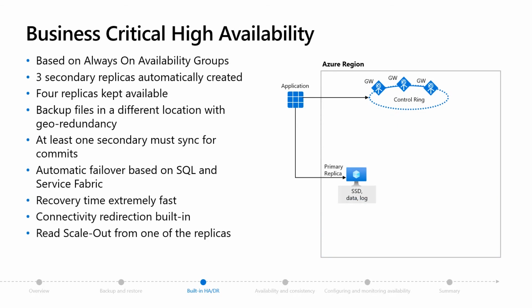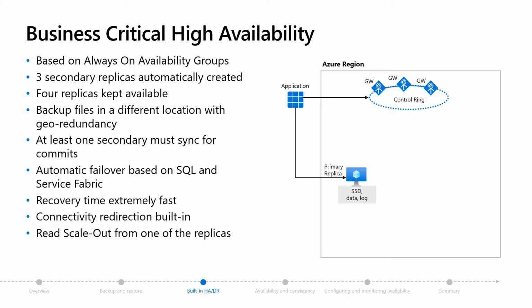Now, if we switch and think about business critical, which as the name might suggest, is really meant for your low latency required, mission critical workloads, potentially where you need some read scale. And with that, there is a cost associated. So this would be more expensive than the general purpose tier.